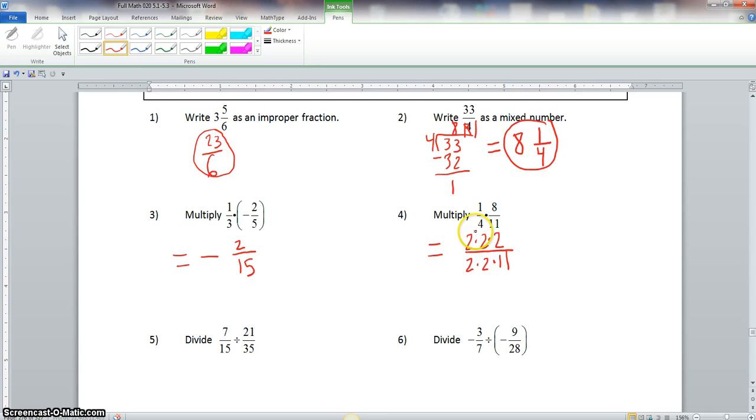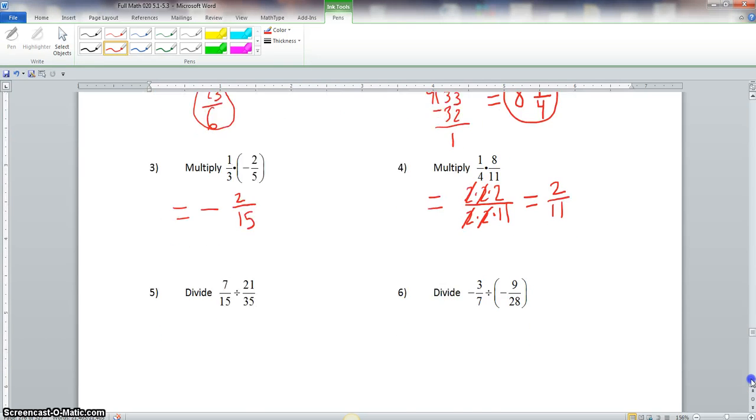Now we simplify. We simplify all of the terms they have in common. And this happens to be that they have 2 sets of 2's in common. So our final answer would leave us 2 for our numerator, 11 for our denominator. And we're done with number 4.